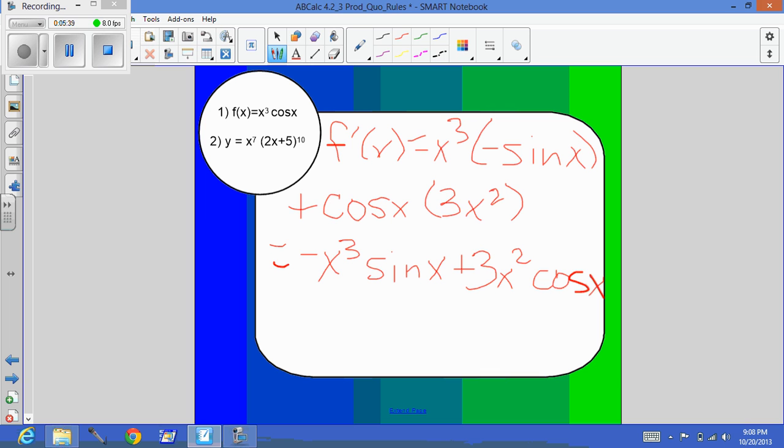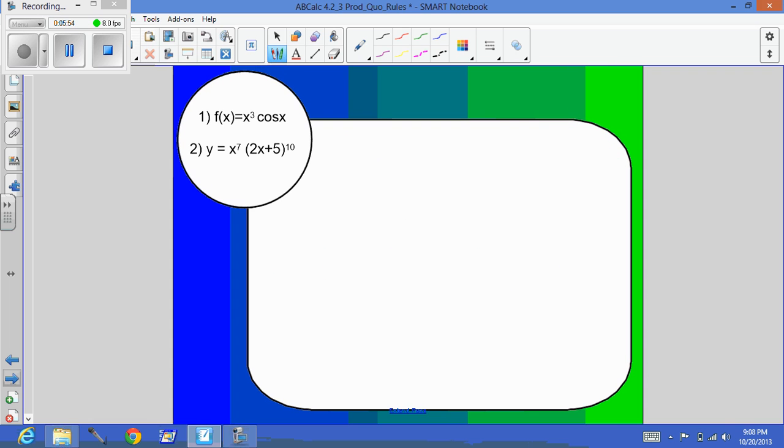The next one's going to be slightly more challenging, not anything big, but if you notice in that second term there that you're multiplying times x to the 7th, you're going to have to do your chain rule. So this is going to be a product rule and a chain rule problem. Okay, here's our blank page for this one, so let's go with it.